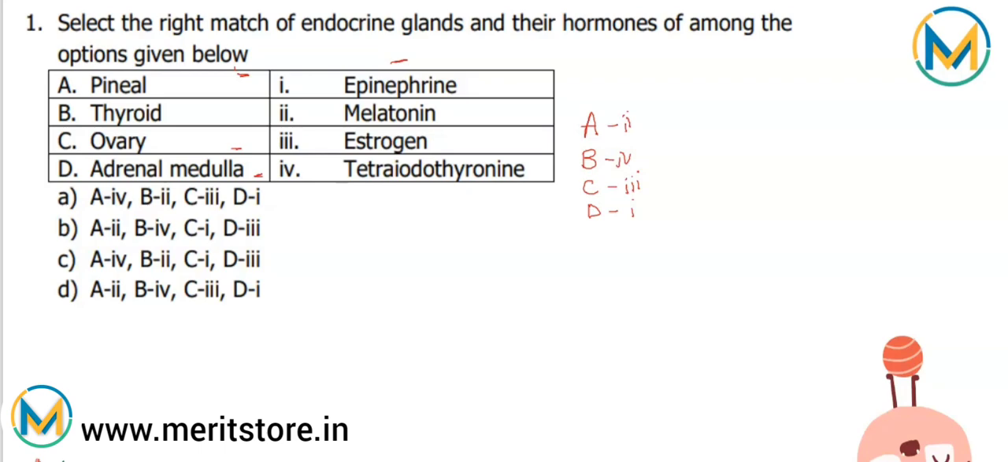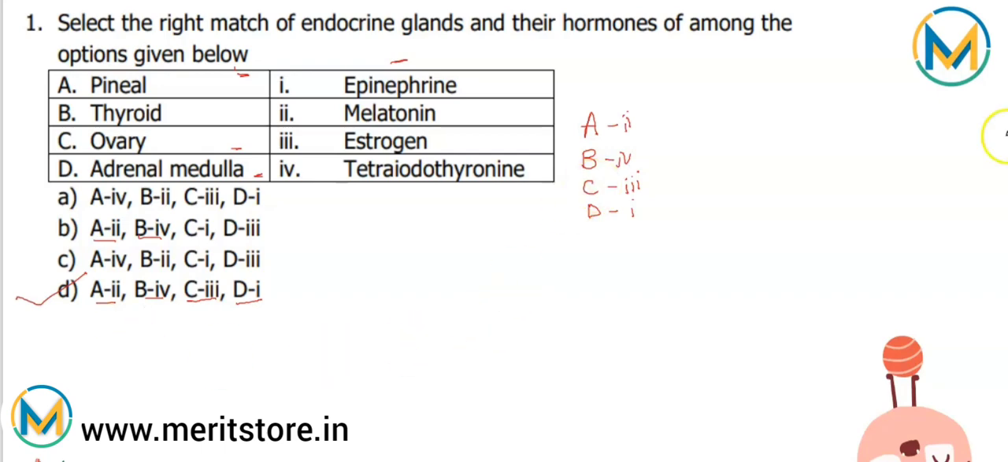Now looking at the correct option, A2. So it's there in B and D option. Then B4. It's there in B and D option. Now C third. It's there in D and D1. So the correct answer among the given options is option D, which states pineal gland releases melatonin, thyroid gland releases tetraiodothyronine, ovary releases estrogen, and adrenal medulla releases epinephrine.